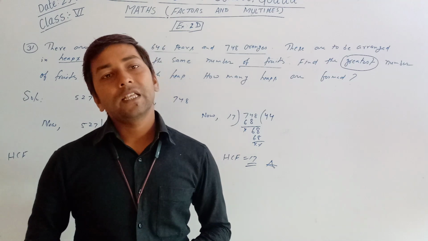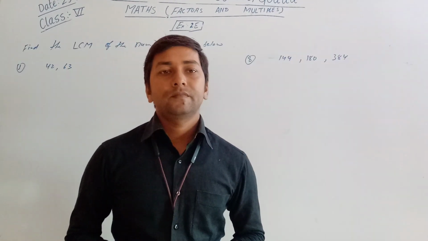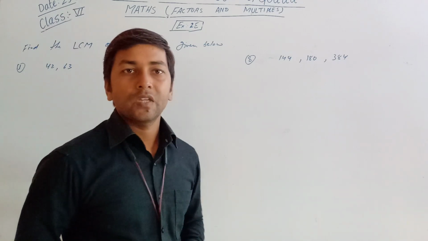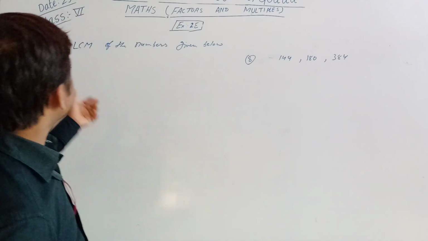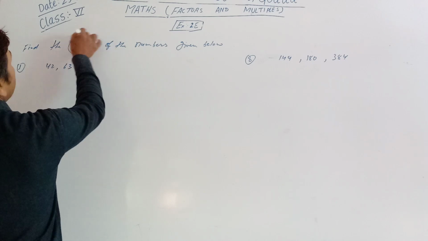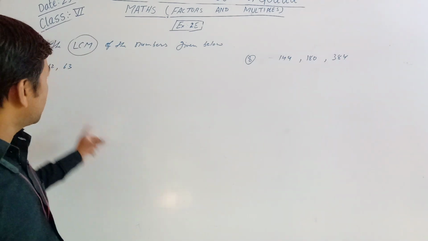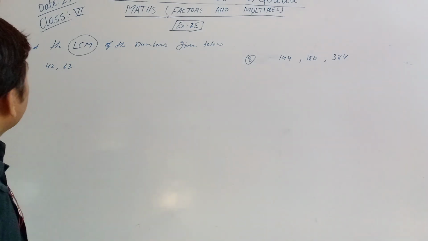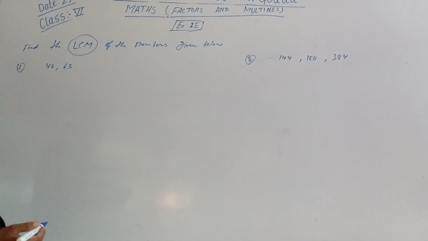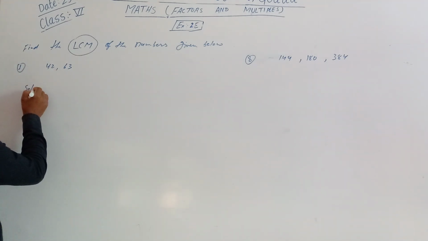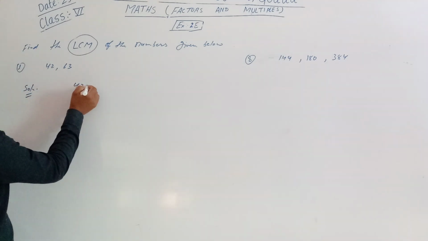Now we solve the next exercise. Now we start exercise 2E, and here we have to find the LCM of the numbers. I have taken 2 questions. First numbers 42 and 63. You know the division method. So we start solving 42, 63.